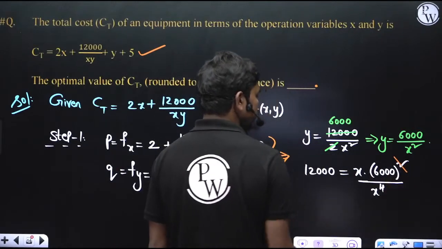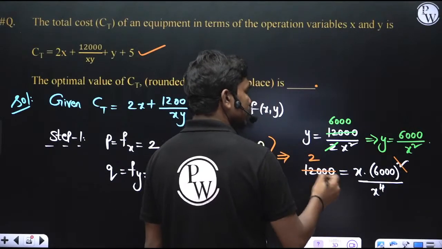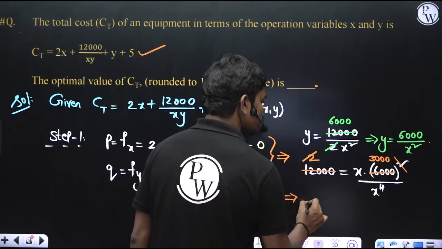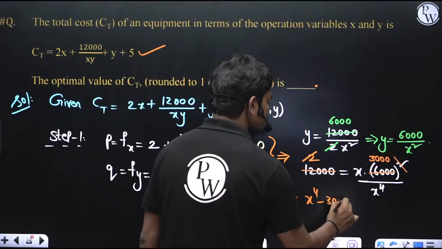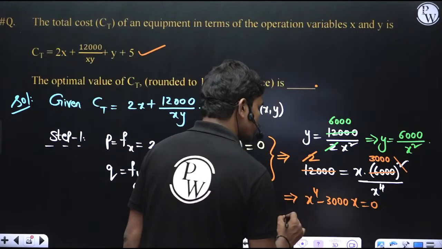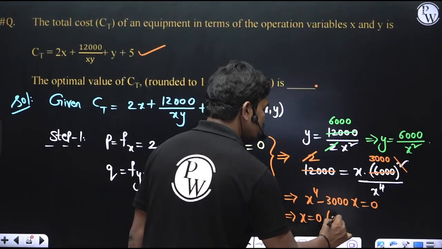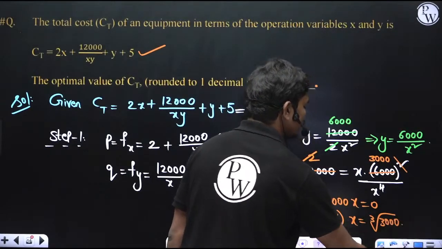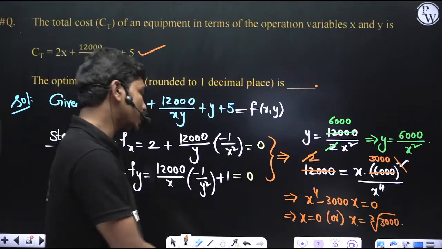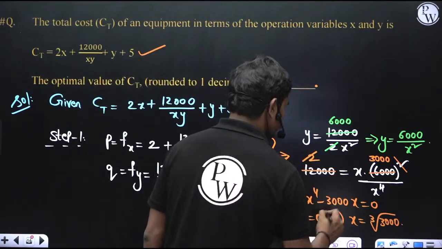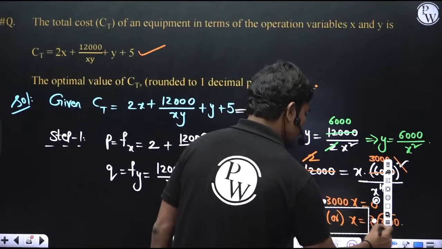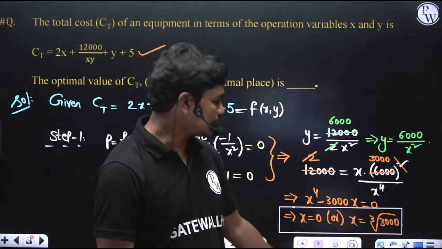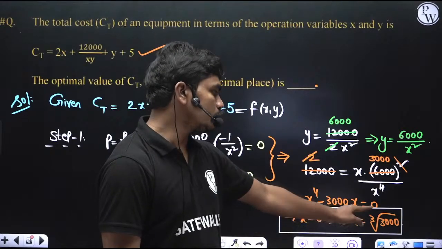Maybe we can cancel this square and cancel this 2 times, and with that remaining 2 you can cancel this 3,000 times actually here. So this tells you x power 4 minus 3,000 x is equal to 0. So one solution is ultimately x equal to 0, or x cube is equal to 3,000. So x equal to cube root of 3,000 actually. So these are the two values that you get. These are the two values of stationary points in this particular question. So x equal to 0 is one solution and x equal to cube root of 3,000 is the other solution.